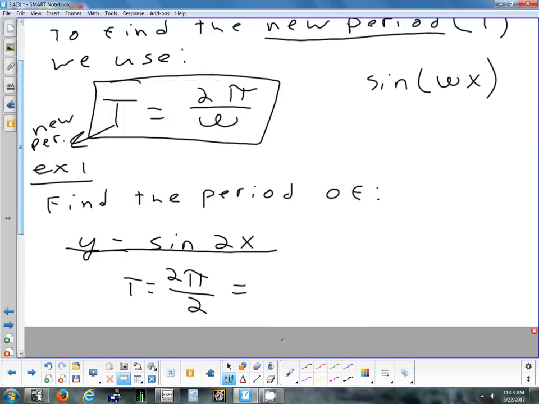Okay, so we've got 2 pi divided by 2, and if you can reduce it, just try to reduce it as much as you can. So Michael, what does that reduce to? Pi. So compared to the original, did the period here get shorter or did it get longer? It got shorter. The normal period is 2 pi. This period is pi. So this represents compressing the graph.